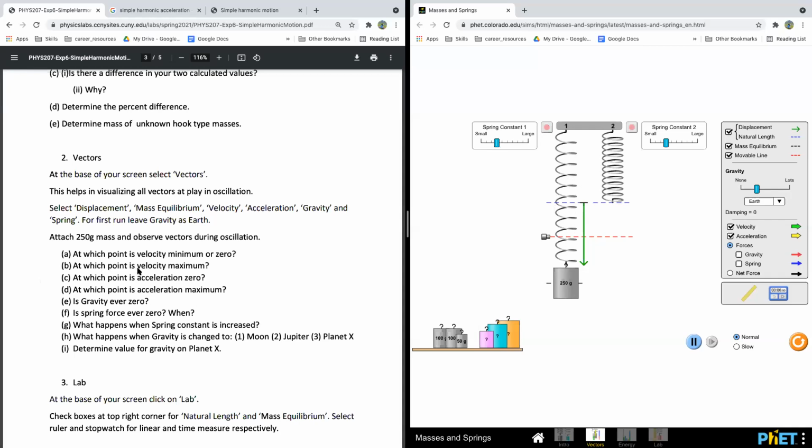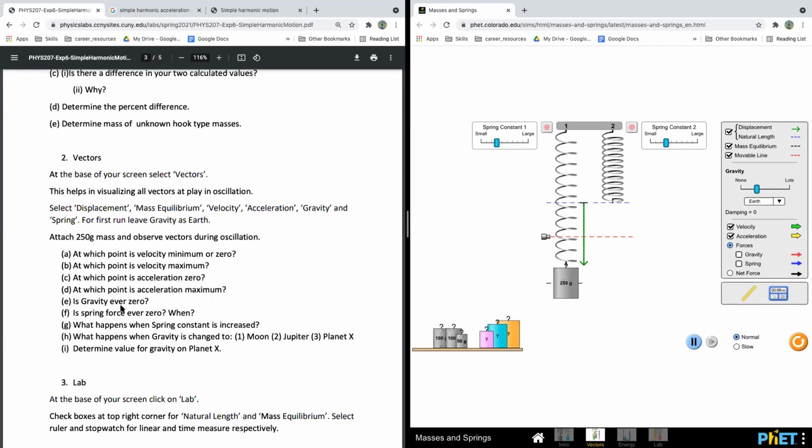At which point is the velocity maximum? The velocity is maximum when it reaches the equilibrium, because at that time the acceleration is zero. So this is all the effort from acceleration to put the speed at the maximum. At which point is acceleration zero? That is also the equilibrium. At which point is acceleration maximum? Acceleration is maximum when the speed starts changing direction, which is the top and the bottom.